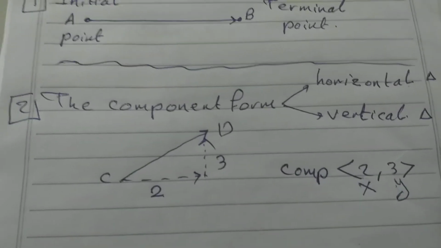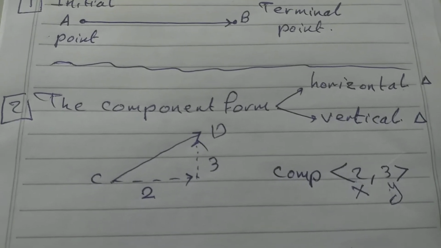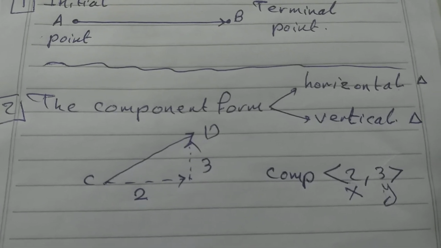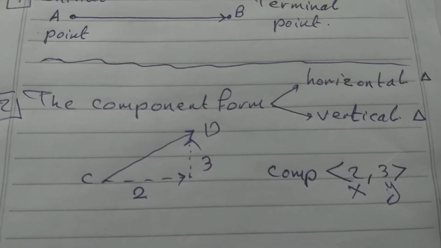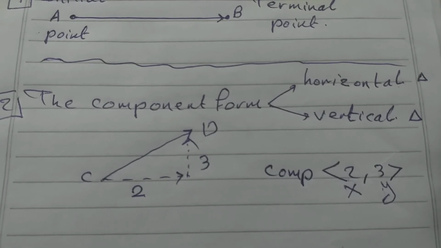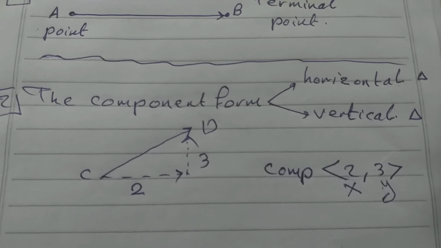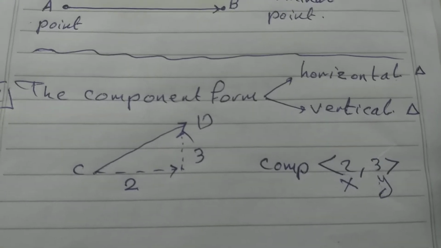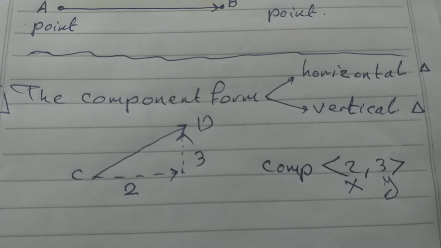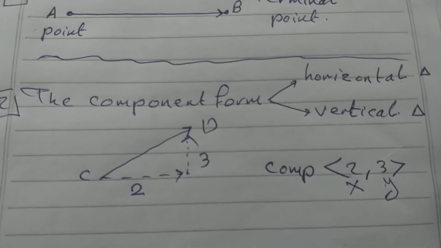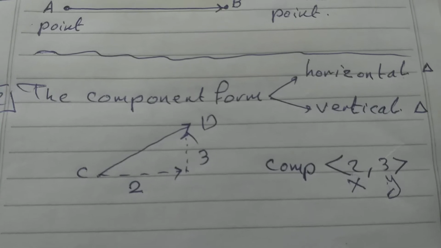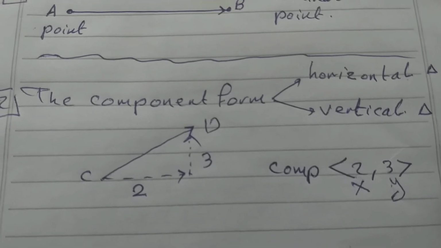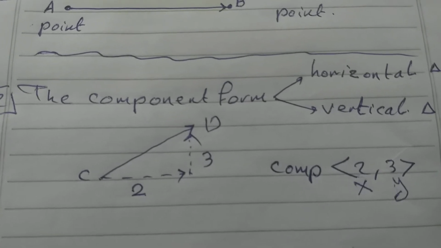The second point of this part, I will talk about the component form, which is always going to be horizontal and vertical. The horizontal, in another word, the x-axis, and the vertical, the y-axis. The components of this vector CD, as you see in the figure, I am moving on the horizontal line 2 units, and I'm moving vertically 3 units.